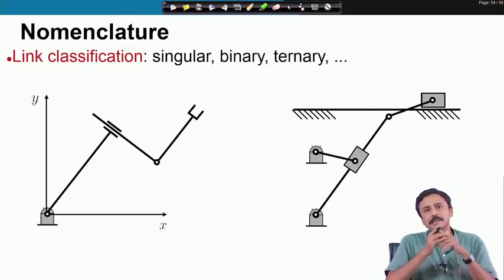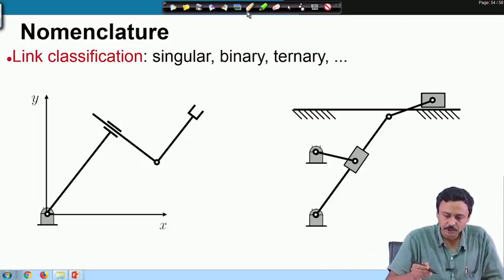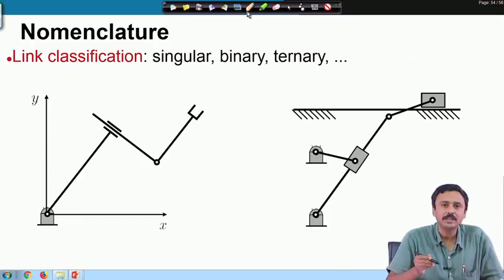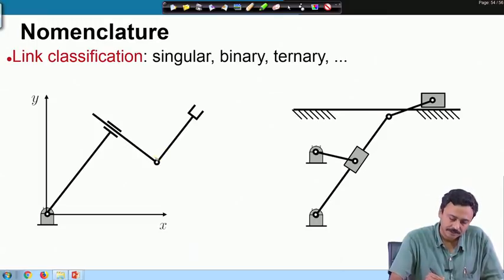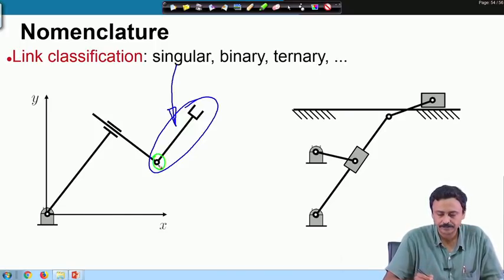Now, we classify links. We classify them as singular, binary, ternary, quaternary, etc. So, let me show you. A singular link is one in which there is only one connection point. You see, this is a connection point, and therefore, this link is a singular link. It has got only one connection point.